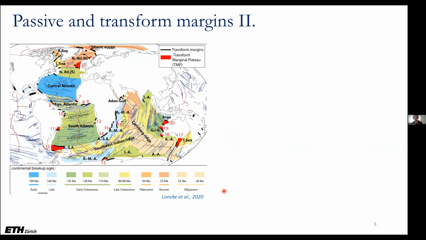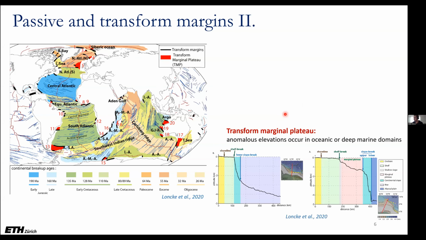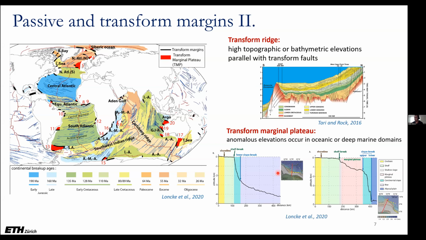So transform margin formation during the overall oblique and diagonal opening of the Atlantic, for instance, is associated with a few common features observed at many locations, as we also saw in this very nice and inspiring compilation by Lieslonka and co-authors. So among others, one can observe anomalous elevations in oceanic or deep marine domains.